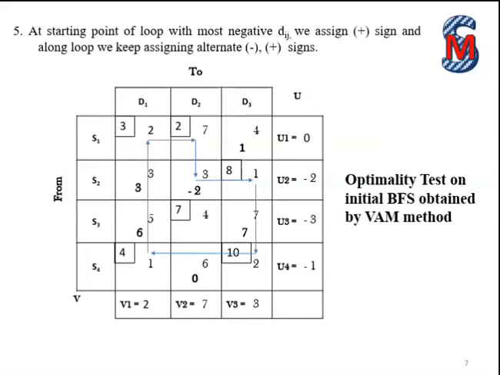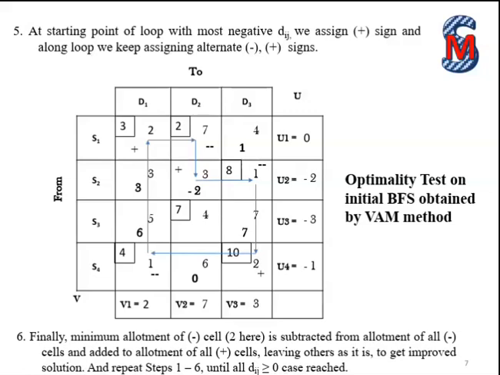Now at the starting point of the loop with the most negative Dij, we assign a plus sign, and along the loop we keep assigning alternate minus, plus, minus signs. So plus sign at the starting point of the loop with negative Dij, then minus, plus, minus, plus, minus.